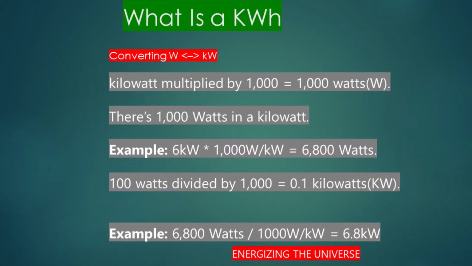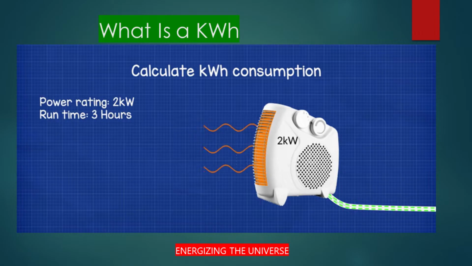Kilowatt hour. You can convert kilowatts to watts simply by multiplying by 1,000. So 1 kilowatt multiplied by 1,000 is equal to 1,000 watts. Kilowatt times 1,000 is equal to watts. You can also convert watts to kilowatts simply by dividing.